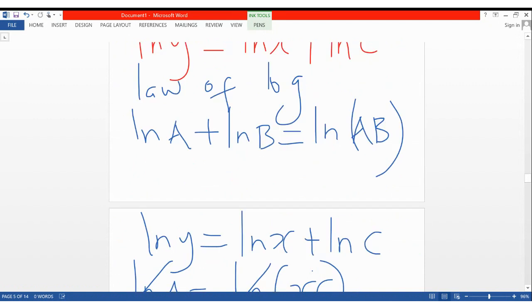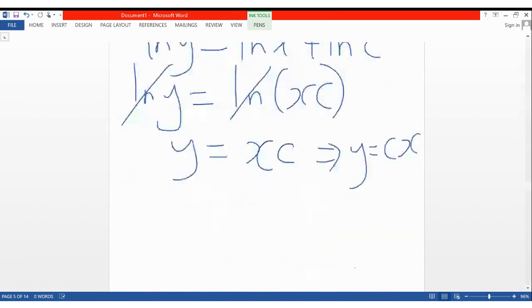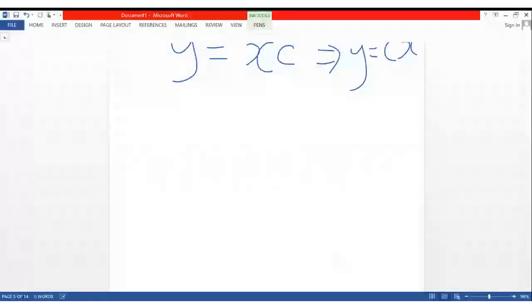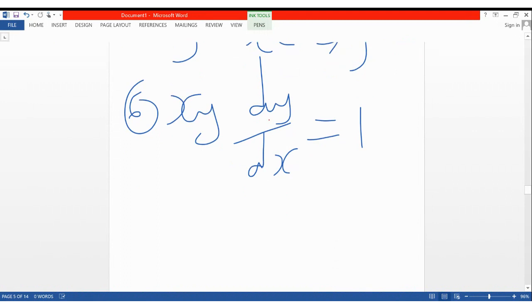Number 6. I'll do number 6 now. Let me see number 6. We had xy dy dx is equal to 1. Again, I have a problem here because I have x and y. First of all, I'll cross multiply. I do it step by step.